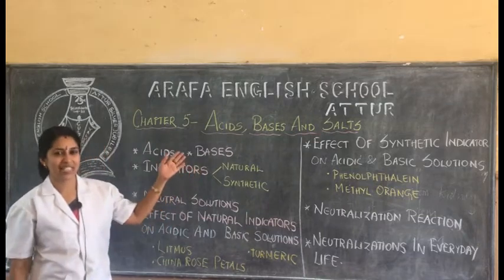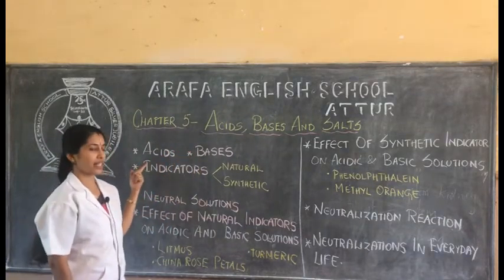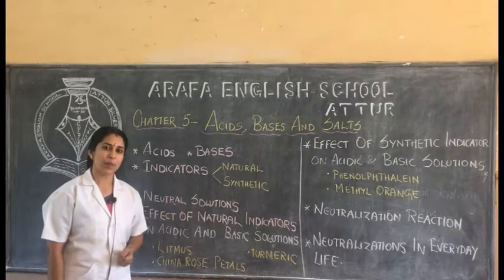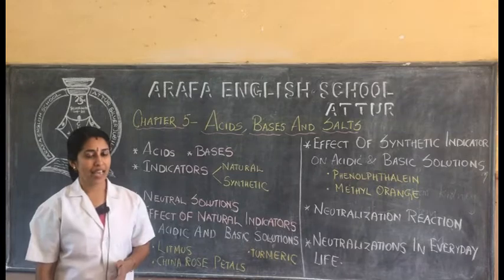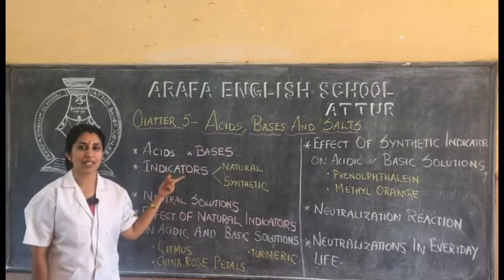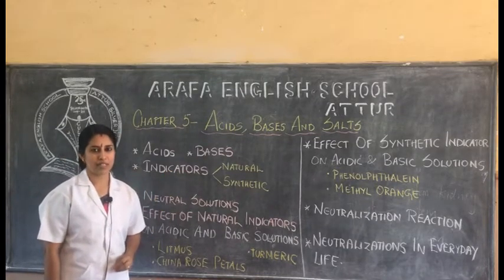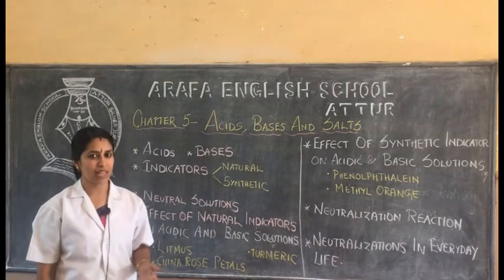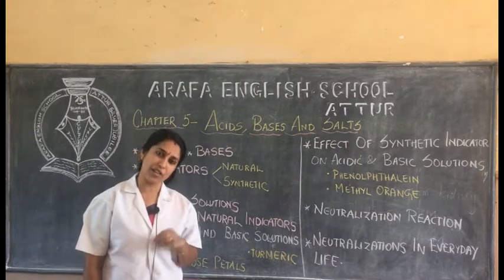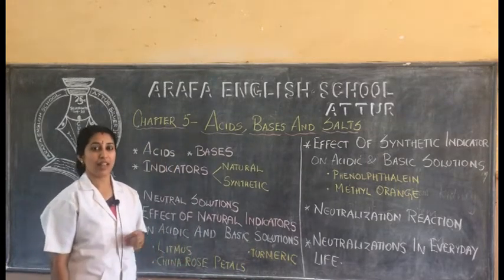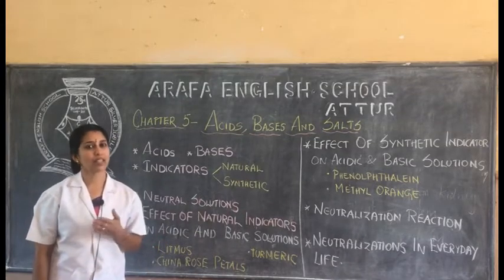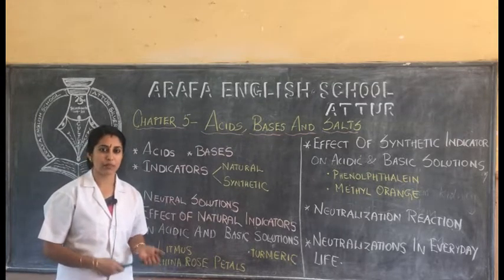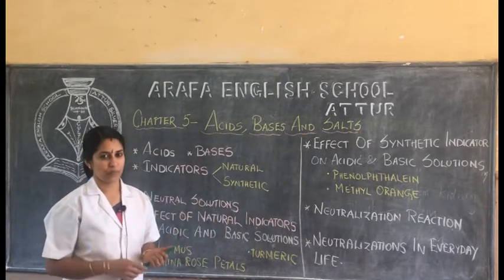So in the chapter acids, bases and salts, the first thing that you have to know is what are acids and what are bases. Acids are the substances that taste sour and bases are the substances that taste bitter. A few examples: acids are hydrochloric acid, nitric acid, sulfuric acid, and a few acids which are found naturally are citric acid and lactic acid, which are found in some of the food substances. Bases examples are sodium hydroxide, potassium hydroxide, etc.